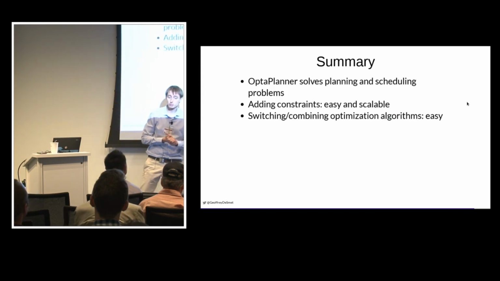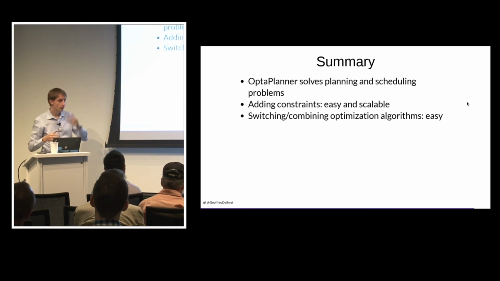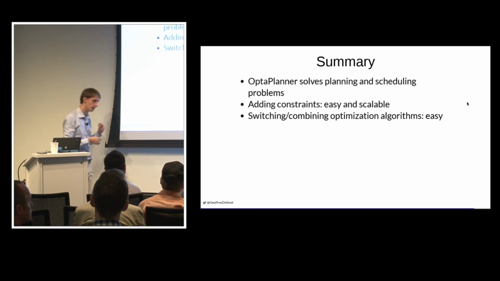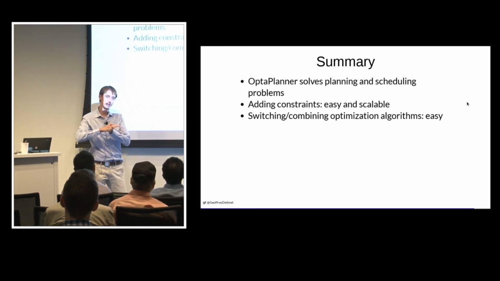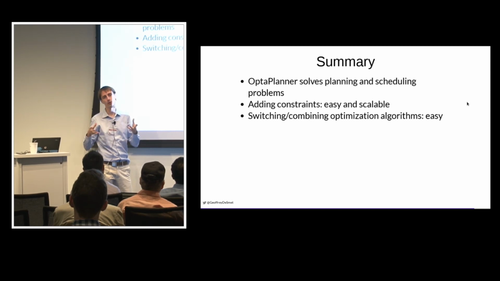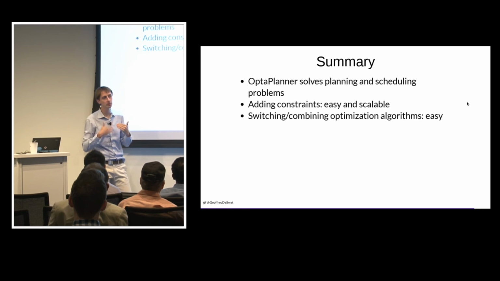Summary: OptoPlanner solves planning and scheduling problems. Adding constraints is easy and scalable. I haven't gone into that. I didn't have the time, but I'm happy to show that offline. And combining algorithms is also quite easy. I haven't shown that part in detail either, but OptoPlanner implements a whole set of optimization algorithms, and you can easily try each one of these, and you can even use a toolkit called OptoPlanner Benchmark to try out these algorithms against each other and see which is the best one.